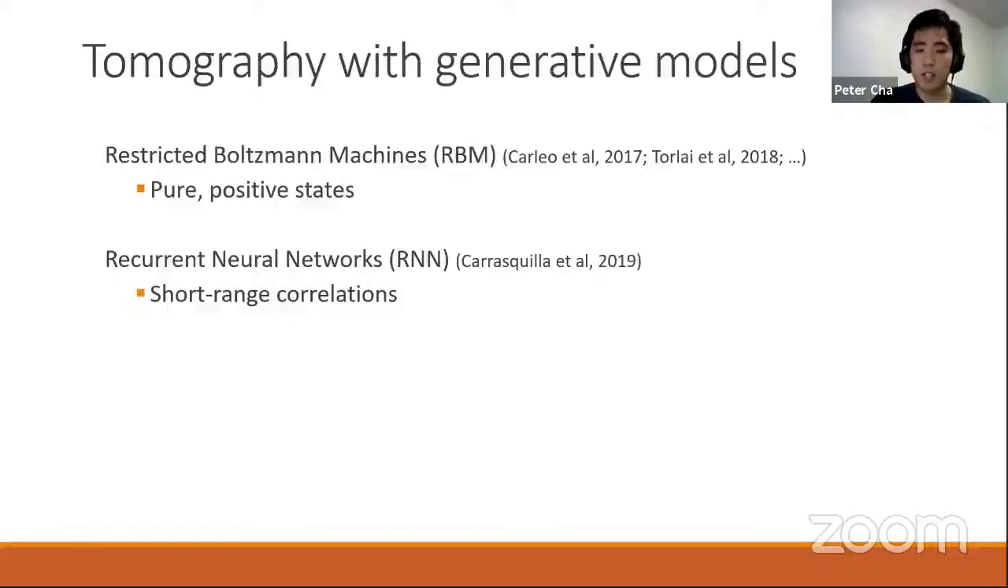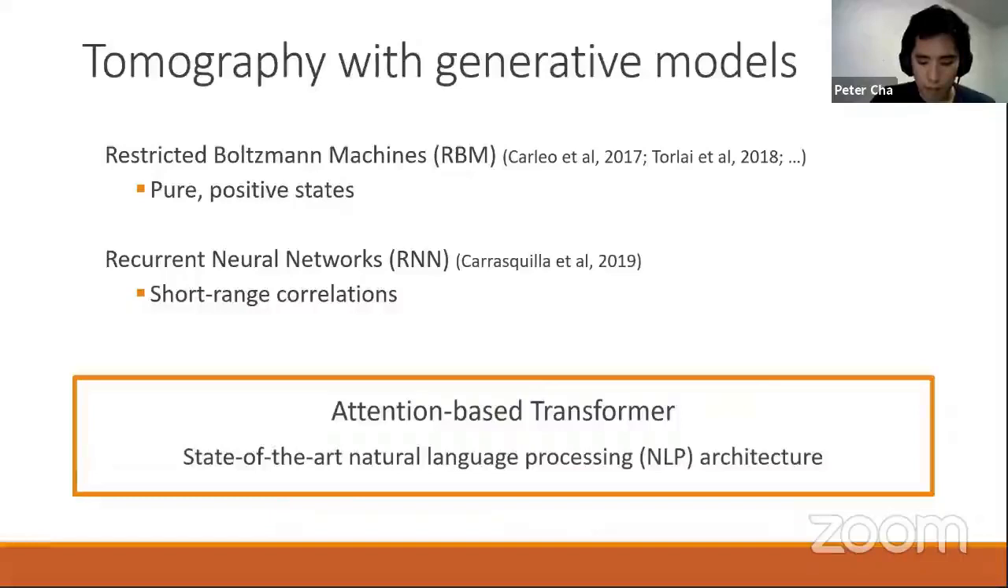But RNNs are inherently restricted to embodying short-range correlations, which may not be well suited to the task of tomography, where we are targeting many body states that have long-range entanglement or long-range correlations, since those states may oftentimes be the ones of most interest. So in this work, we'll be developing a method of tomography based on the attention-based transformer, which is currently the state-of-the-art natural language processing architecture. This raises the natural question of why would we expect an NLP architecture to be well suited to the tomography problem? That's something we'll talk about as we go on.